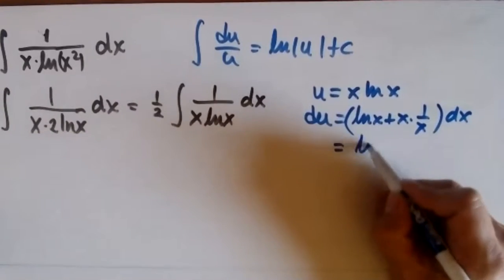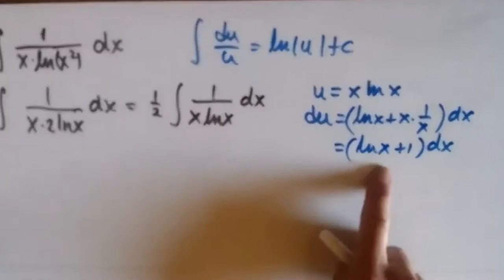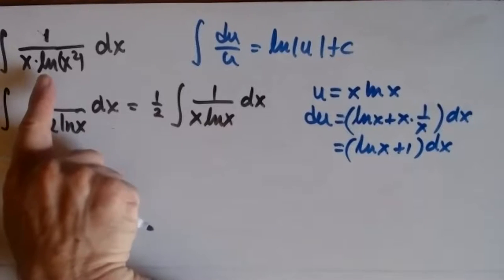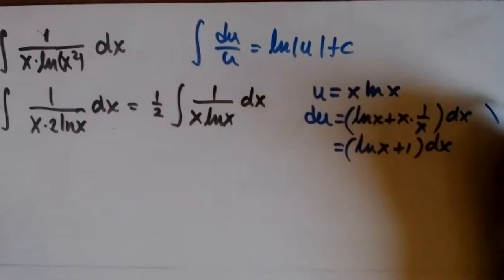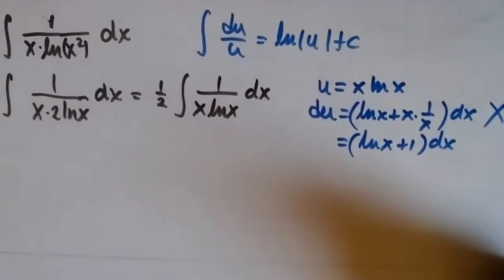So this is going to be ln x plus 1 dx. Do you have this expression at the top? No. So this is not a good choice either. So the way we solve this problem is guess and check.